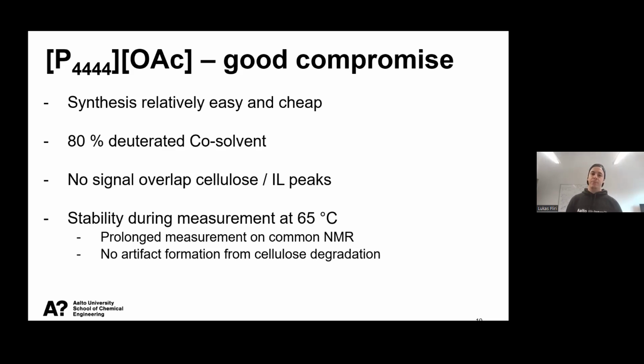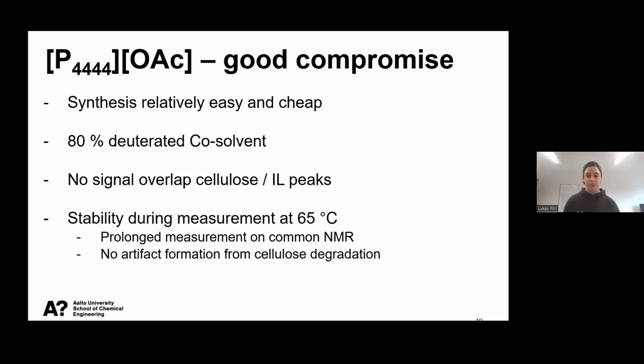Also, we can use 80% of a deuterated co-solvent, which minimizes the peaks of the non-deuterated ionic liquid. And also, we don't have any signal overlap between the cellulose and the ionic liquid peaks. So we have a free measurement area for our cellulose.